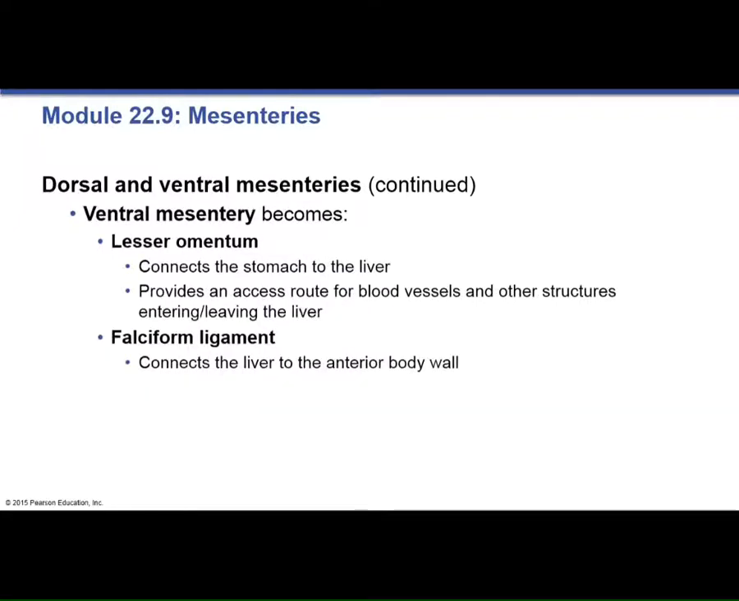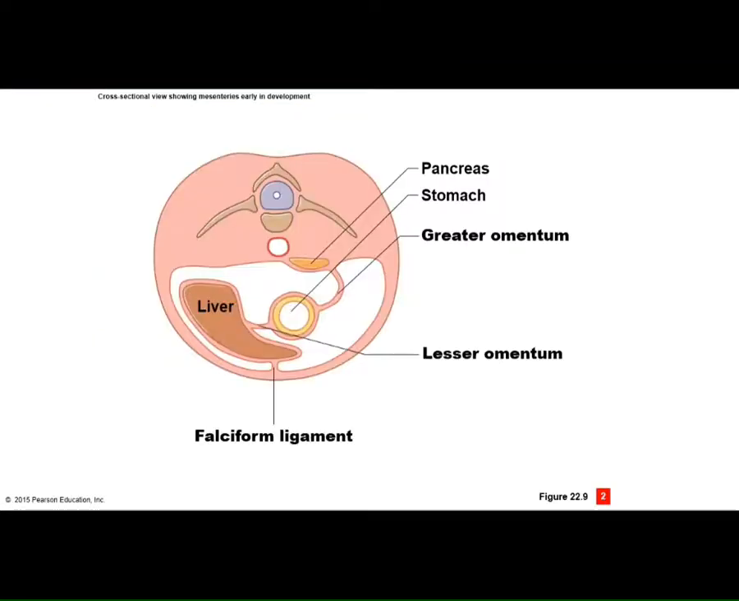There's also a lesser omentum from the ventral mesentery. We get the lesser omentum. This is going to connect the liver to the stomach or the stomach to the liver. There's also a place here for blood vessels to travel. And there's also a falciform ligament here. And this is a ligament that you'll see in drawings that is going to connect the liver to the anterior body wall.